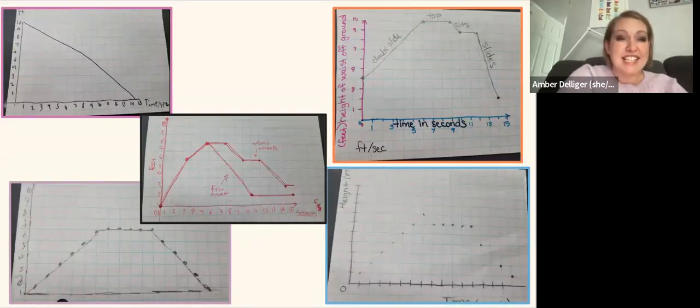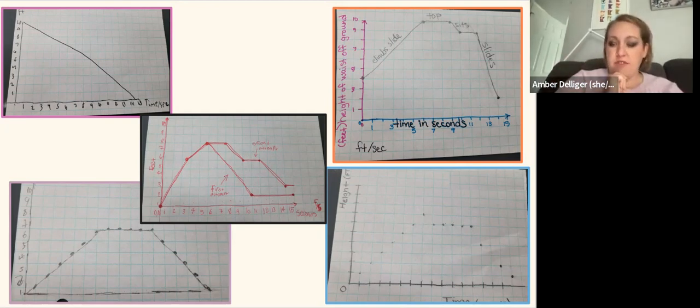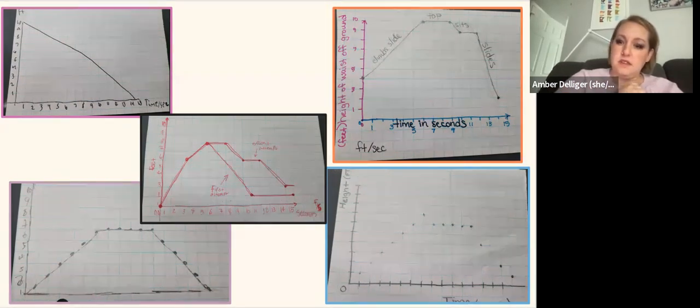There's labels on the axes. We worked really hard on that. Thank you for seeing that this represents something. What are some other things that my students know based on looking at these graphs? So we know that the Y value is changing over time.